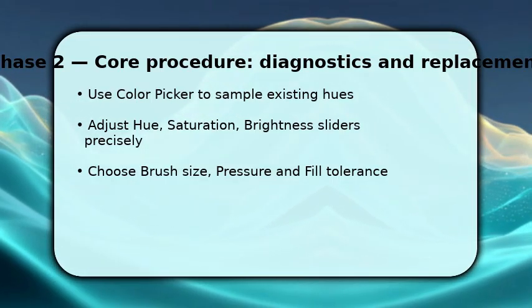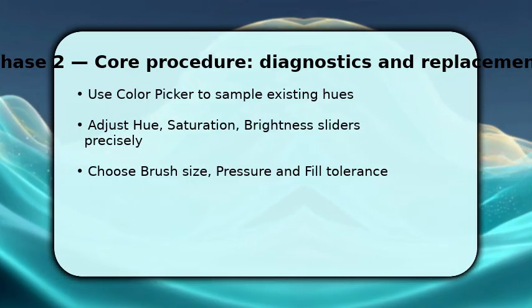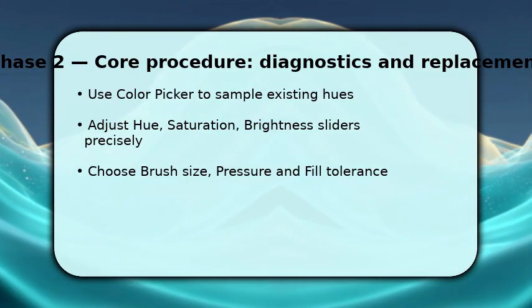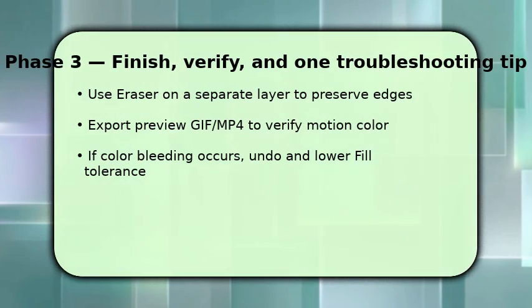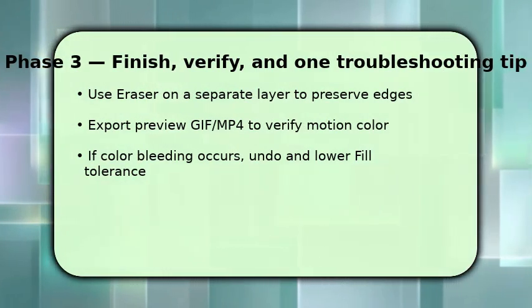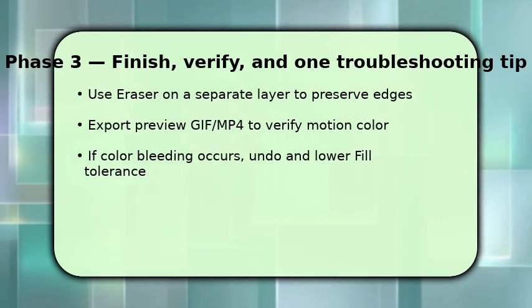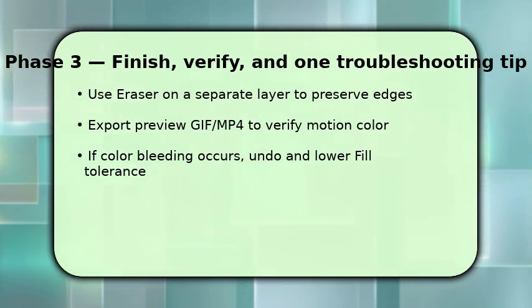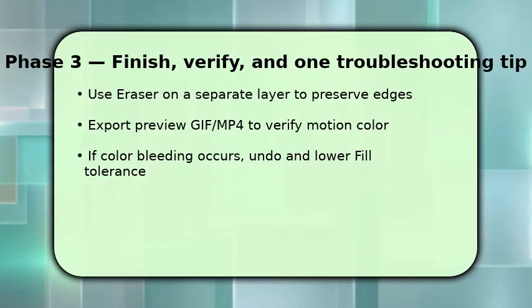Make sure brush smoothing and onion skin are off or on as needed for consistent frame-to-frame color. Finish by reviewing frames and playback to confirm color consistency across the sequence. Export a short preview GIF or MP4 so you see motion and how shades read.